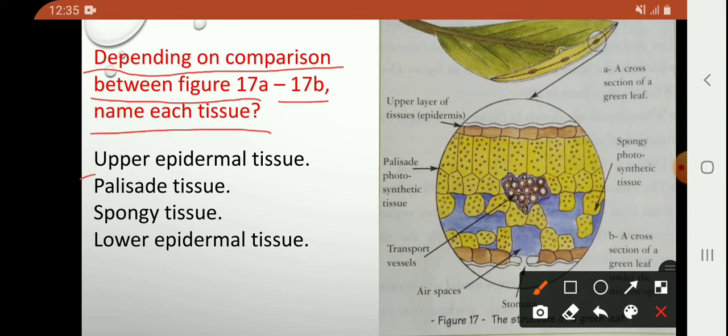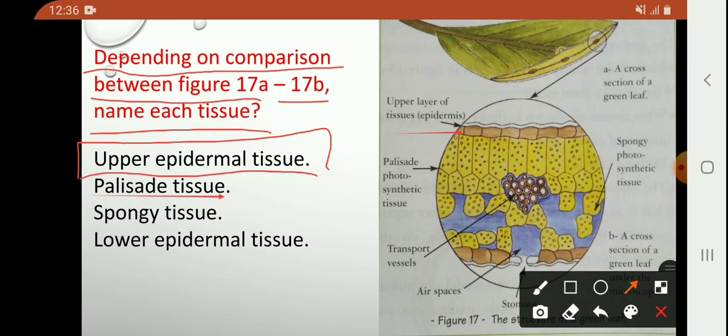We have upper epidermal tissue. This tissue is responsible for gas exchange. هي مسؤولة عن gas exchange, يعني taking oxygen during respiration لما البلانت تتنفس and giving off carbon dioxide. And during photosynthesis, the upper epidermal tissue is also responsible for taking CO2 from the air and giving off oxygen. So the upper epidermal tissue, this part, is responsible for gas exchange.